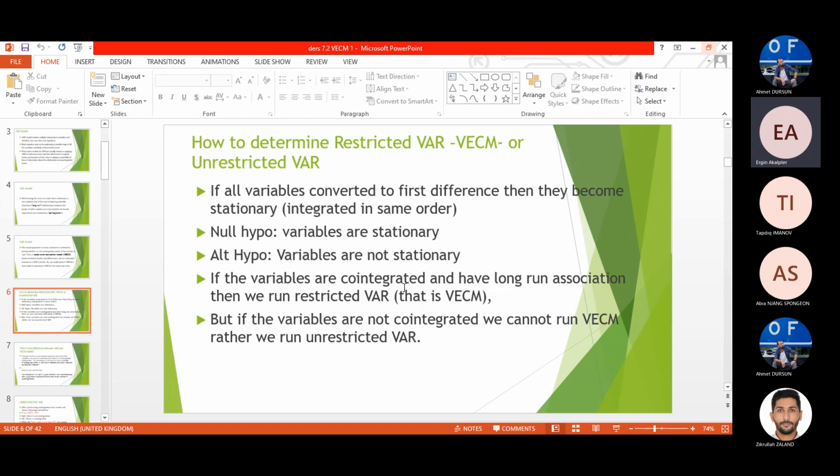How to determine restricted VAR, the so-called vector error correction, or the unrestricted VAR. If all variables converted to the first difference become stationary, they are integrated in the same order. The null hypothesis is the variables are not stationary, and the alternative hypothesis is the variables are stationary. If the variables are co-integrated and have long-run association, then we run restricted VAR, the so-called vector error correction. But if the variables are not co-integrated, we cannot run vector error correction. Rather, we run unrestricted VAR.